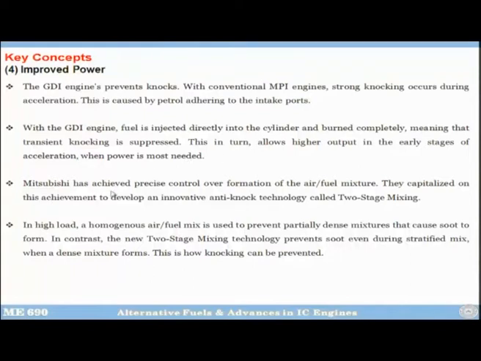Okay. So, Mitsubishi achieved precise control of formation over the air fuel mixture. They capitalized on this achievement by developing an innovative anti-knock technology called two-stage mixing. It is a very innovative technology, and the sole purpose of this technology is to avoid knocking. Although the GDI engine does not knock in most cases, even during heavy transients it should not knock. So, how can we avoid that? That is avoided by two-stage mixing.